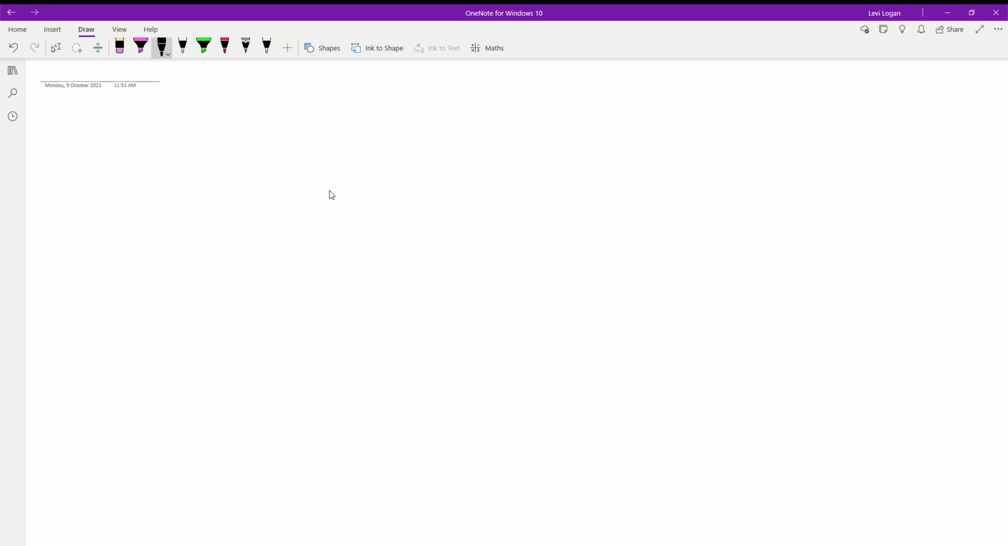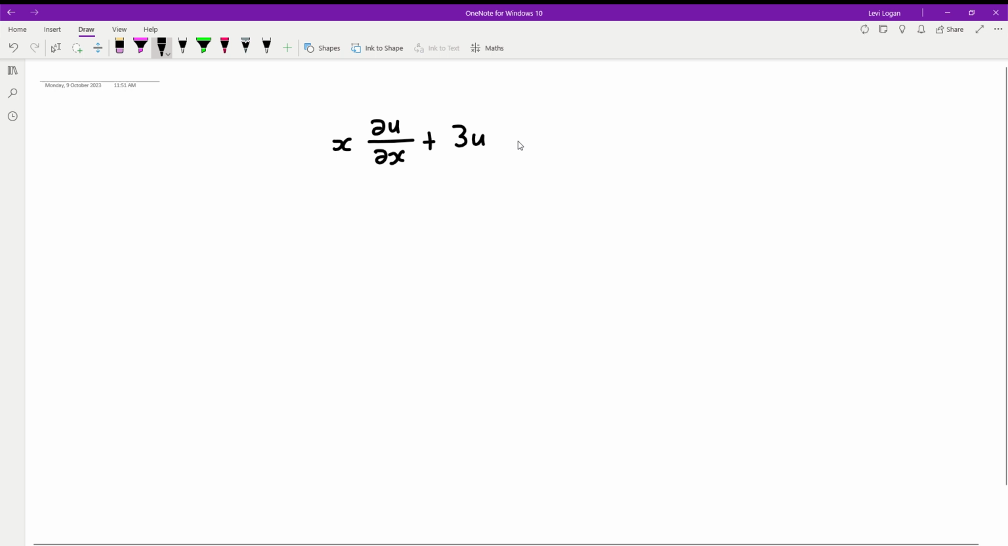In today's video we're going to be solving this partial differential equation: x multiplied by the partial derivative of u with respect to x, plus 3u, is equal to x squared, where u is a function of x and y. Okay, so to start off, we're going to be using a substitution via the chain rule pretty much.